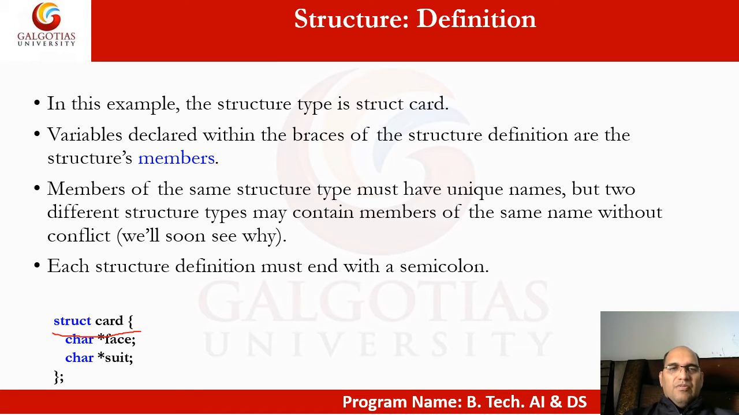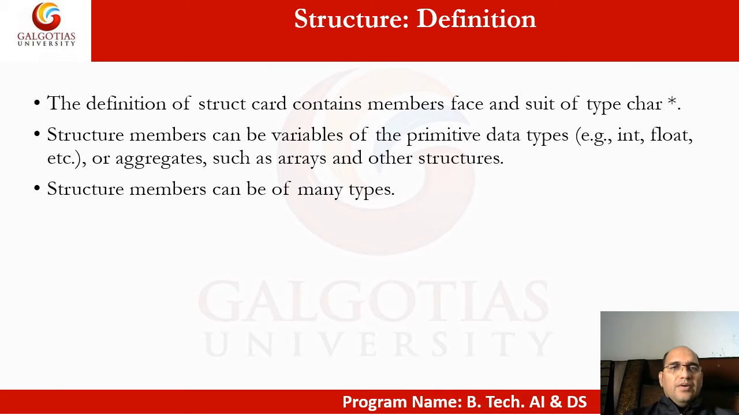So what we want to tell you here is that if you have two members, one a character pointer and this one also a character pointer, then their names must be different, right? Each structure definition must end with a semicolon. So always remember that at the end of the structure you always put this semicolon over there, right? Now, the definition of struct card contains members face and suit of type char star.